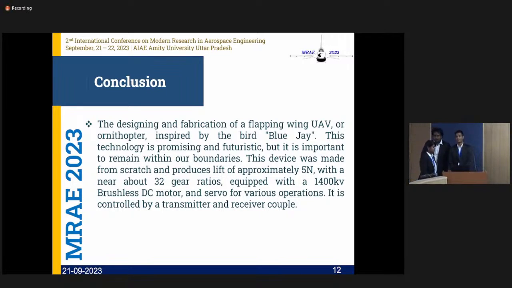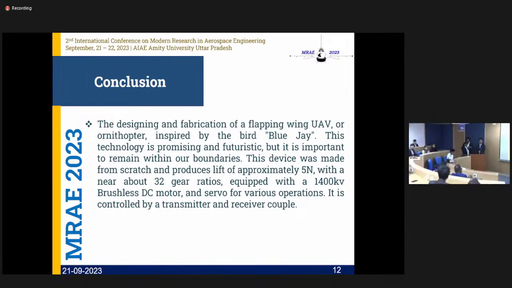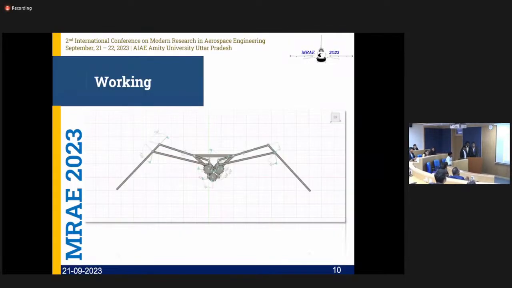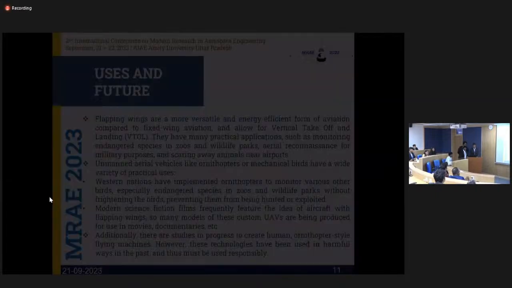Yeah, very good. Give a clap to the students, please. So nice of your thinking ability to produce the flapping motion through a gear mechanism. Can you come to slide number 10? Yes. Can you play that video once?